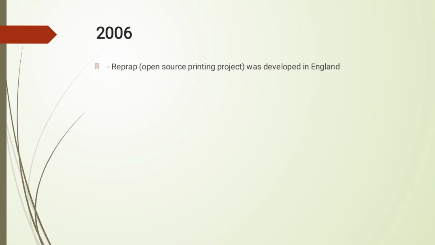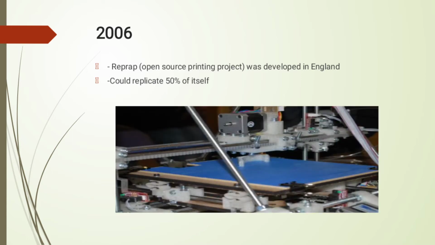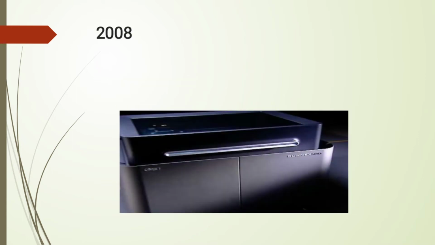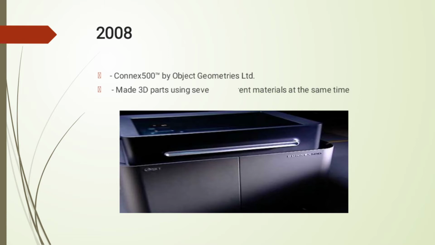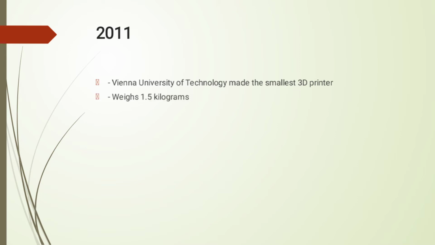2006. RepRap was developed in England, which could replicate 50% of itself. 2008. Connex 500 by Object Geometries Limited made 3D parts using several materials. Vienna University of Technology made the smallest 3D printer in 2011, which weighs 1.5 kgs.